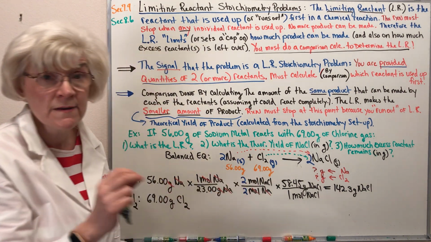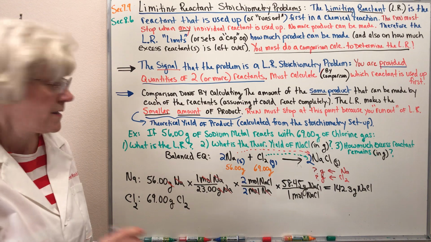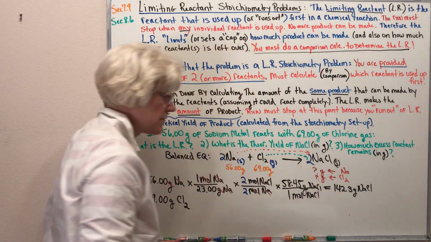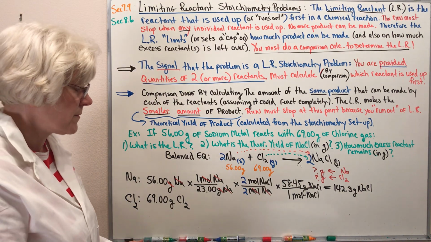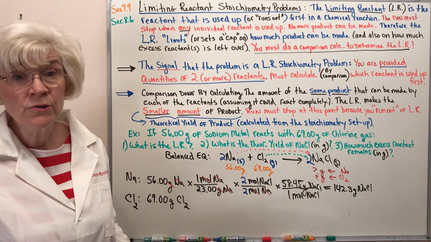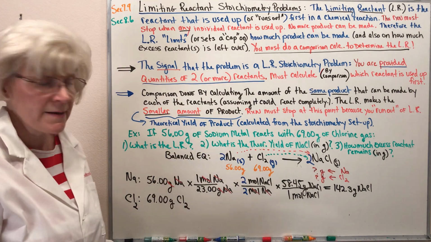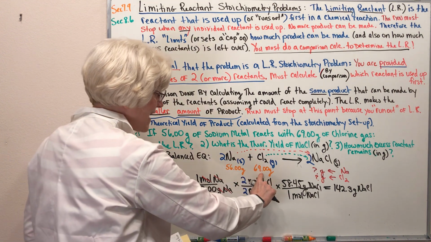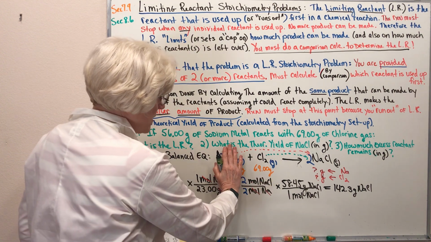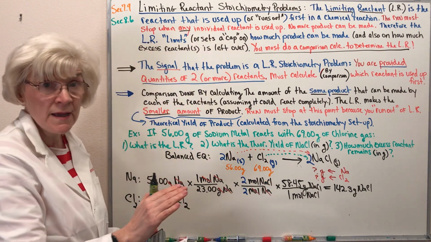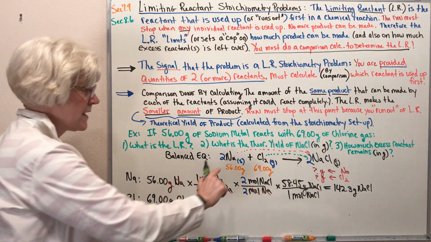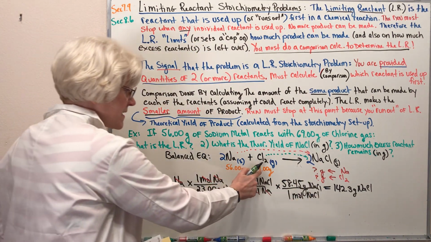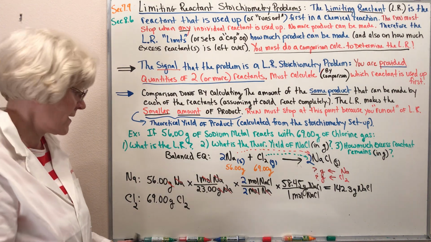Maybe chlorine is in fact the limiting reactant. Maybe the chlorine gas runs out first and you cannot make 142 grams of sodium chloride because you run out of chlorine gas before you can make it. So we have to show a comparison. We have to do this exact same calculation, forgetting about the sodium now, assuming that we only have chlorine present, and calculate how much sodium chloride can be made from the 69 grams of chlorine gas.